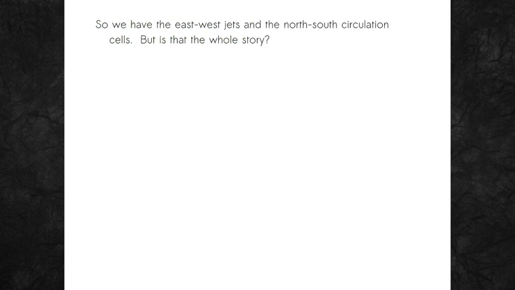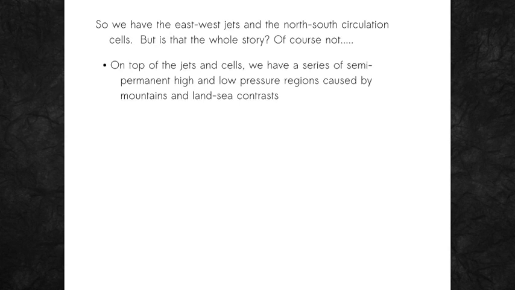Okay, so far we've talked about the jet streams in the upper troposphere. We've talked about our north-south circulation cells. But is that the whole story? Is that everything? Well, of course not. So for instance, on top of these jets and circulation cells, we also have a series of semi-permanent high and low pressure systems.